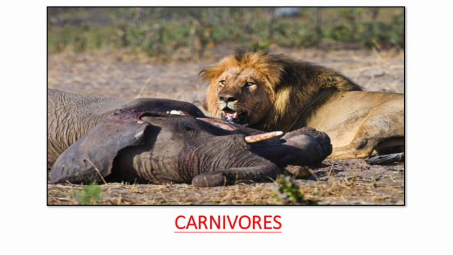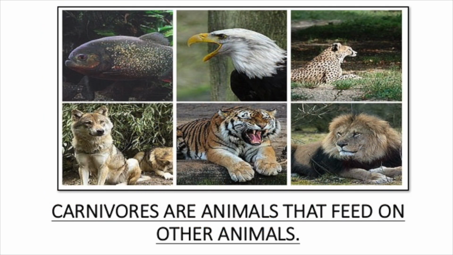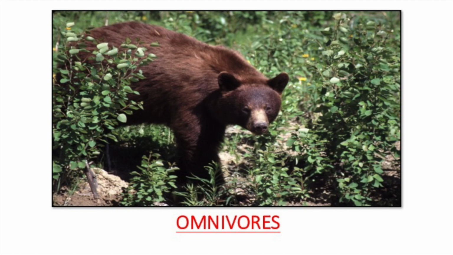And then we have carnivores. Now you can see in the picture here, what animal is a carnivore? Lion. A lion. Carnivores are animals that feed on other animals. Yes, like the lion will eat the elephant, or the lion will eat the deer. That's a carnivore.